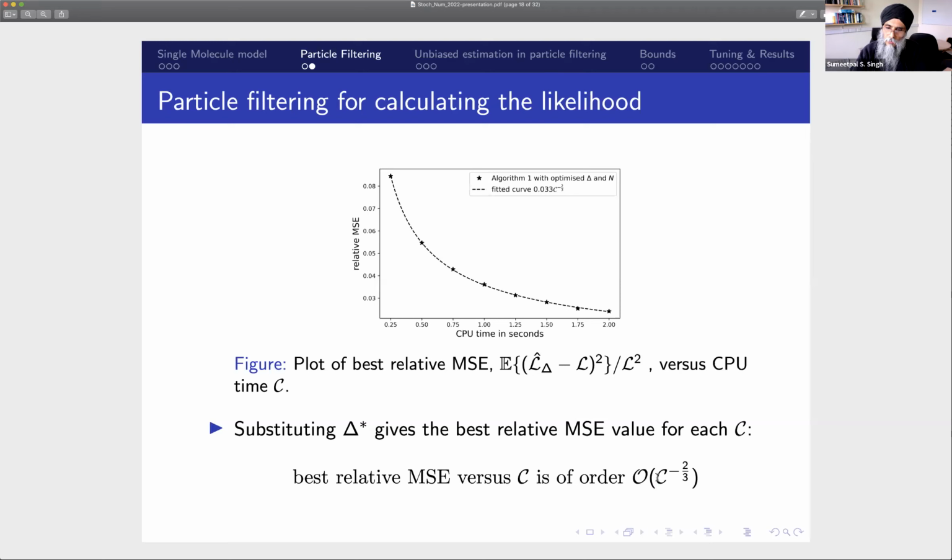Remember, I said it decays like this: C to the power minus 2 over 3, and this is indeed confirmed in numerical implementation. This is the best MSE you can get for any CPU time, and the dotted line is the fitted relationship we knew should hold if the theory that informs this is correct. Okay. But this is not a practical method. It's not practical to hunt for the best delta every time you have more CPUs. Highly impractical, but it's just to show this method in its most favorable setting.